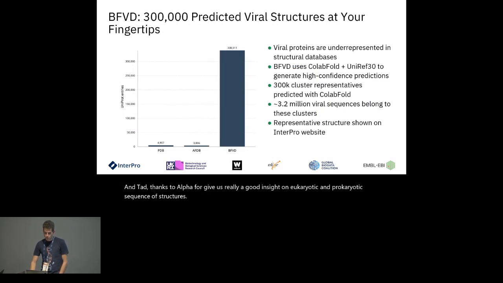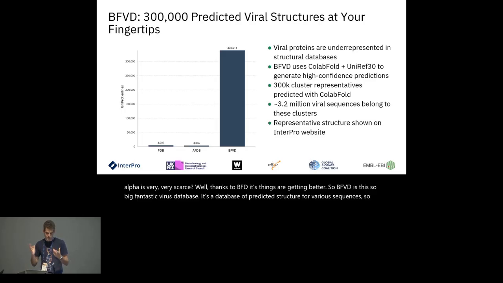And TED, thanks to AlphaFold, gives us a really good insight into eukaryotic and prokaryotic sequence structures. But what about viruses, where the number of resolved structures and predicted structures from AlphaFold is very scarce? Well, thanks to BFVD, things are getting better. BFVD is this fantastic big virus database. It's a database of predicted structures for viral sequences.